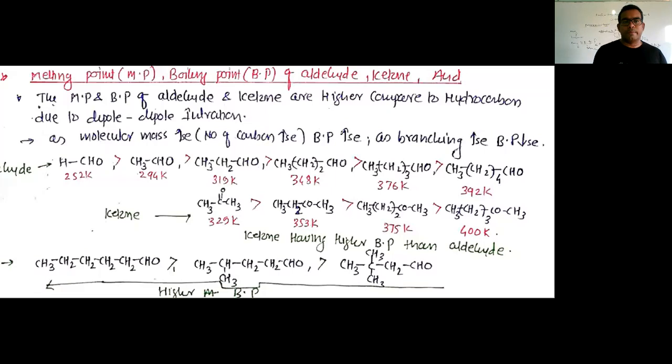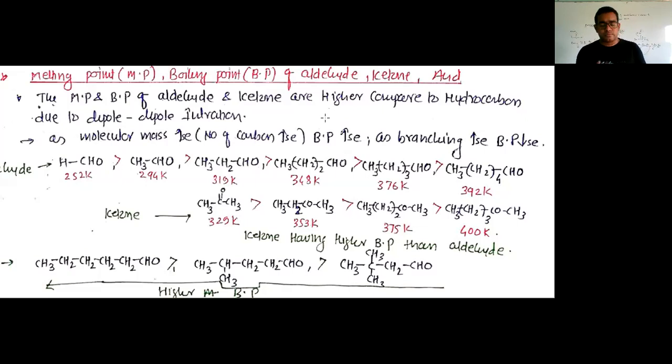Next we can see about the melting point and boiling point of aldehyde and ketones. So melting and boiling point of aldehyde and ketone are higher compared to the hydrocarbon due to dipole-dipole interaction. Now we already see that the aldehyde and ketone consist of dipole-dipole interaction, and in simple hydrocarbon only weak van der Waals force is present, and we know that the dipole-dipole interaction is stronger compared to the van der Waals force. So hence we can say that aldehyde and ketone have higher melting and boiling point compared to the hydrocarbon, but less melting and boiling point compared to the acid.